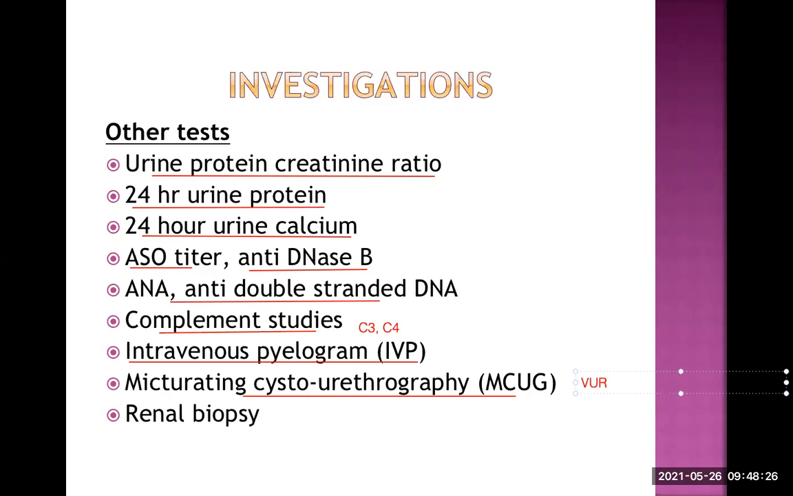VUR. The full form of this is vesicoureteric reflux. V is for vesico. Vesico means urinary bladder. U is ureteric, ureter. Vesicoureteric reflux. Let me elaborate on this. The urine which is collected in the urinary bladder is refluxing up towards the ureter because the junction is not functioning well. This is known as vesicoureteric reflux.